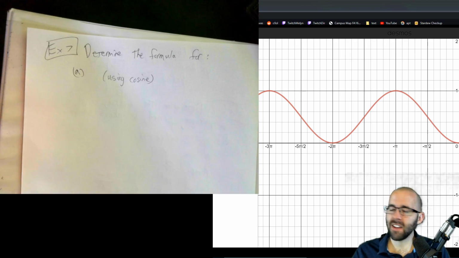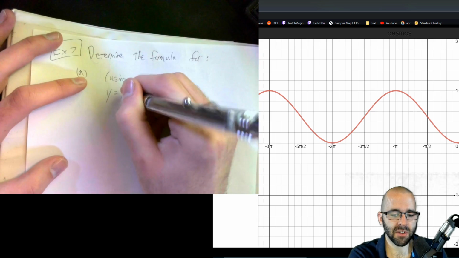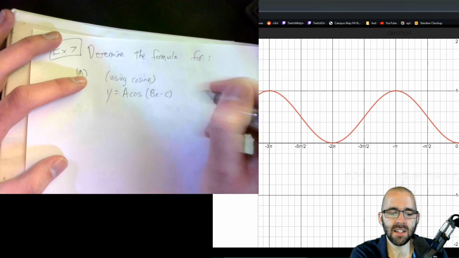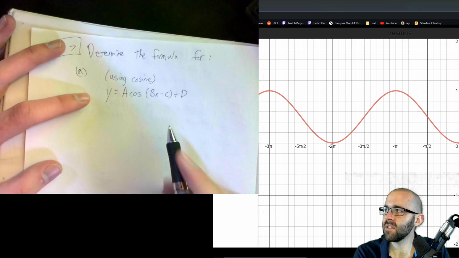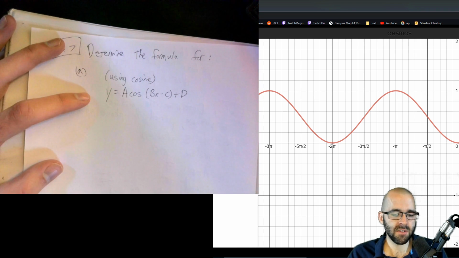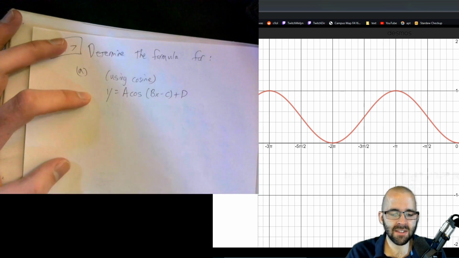So we need to look at a couple things. Remember, the standard thing we're going to be looking for is y equals a times the cosine of bx minus c, plus d. So we just need to find out what are the different values of this. Okay, so let's start with the midline. Usually starting with the midline is one of the best things to do.